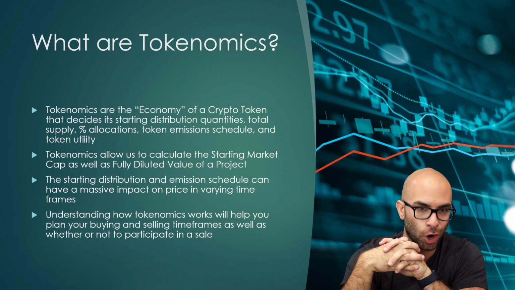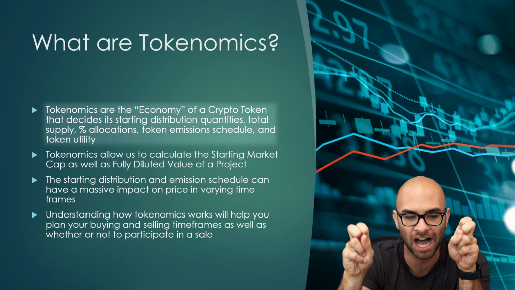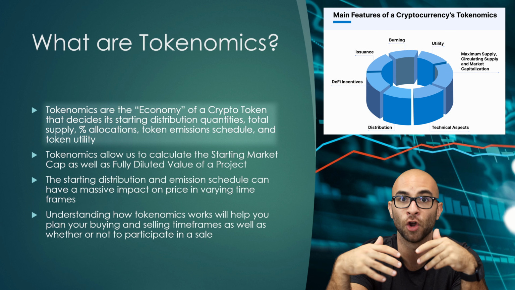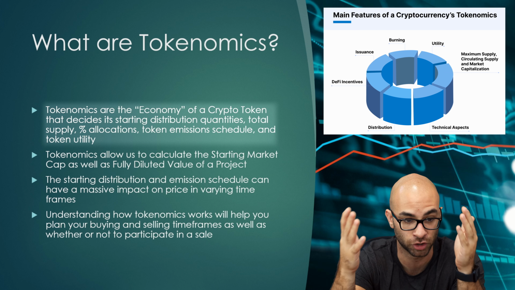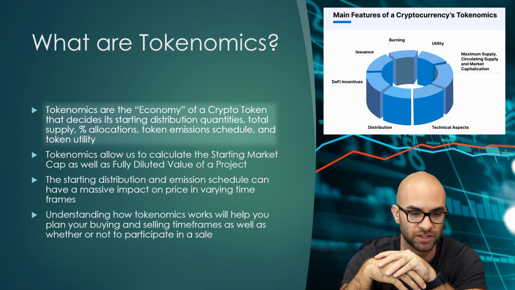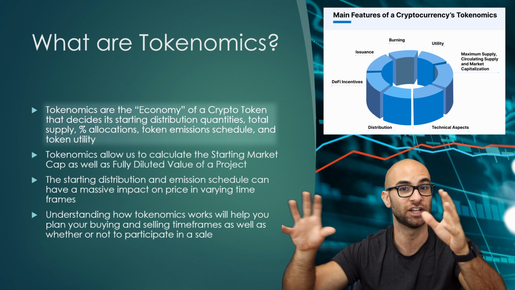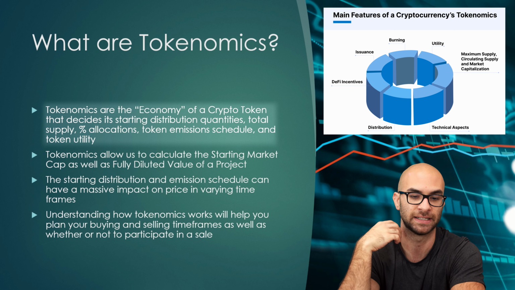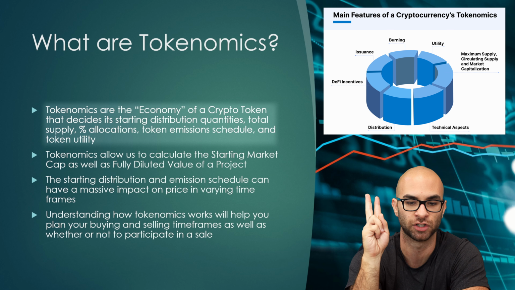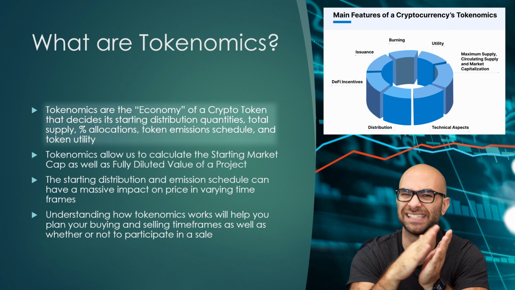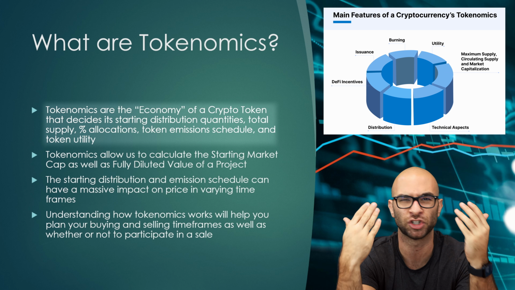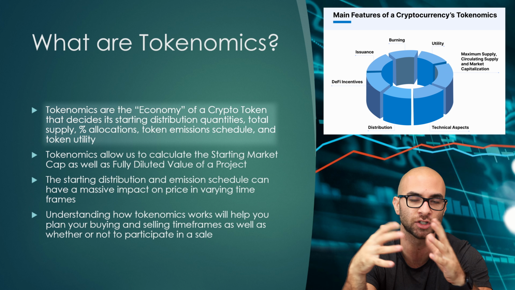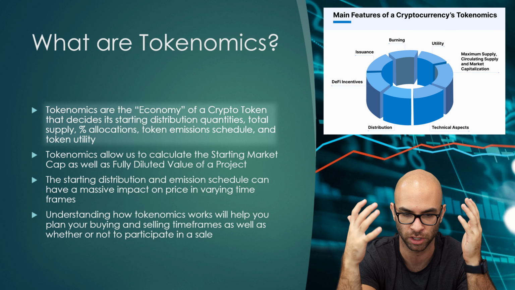Now, what exactly are tokenomics? Tokenomics are the economy of a crypto token. This decides how many tokens are going to start off in the initial circulating supply or distribution, how much total supply of this token is going to be, where these allocations are going to go. Is it going to go 30% to the team? Is it going to go 20% to the ecosystem? It also dictates the token emission schedule, or when these different tokens are unlocking, how much new inflation is happening and how long that inflation is going to occur. And I'll also go over the utility of the token you're actually buying.